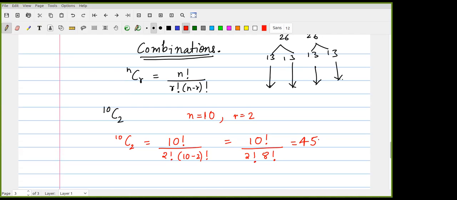Can you think from a common sense point of view how they arrived at this number 45? There are 10 students and you want to give 2 scholarships. In how many ways can you give it? We will write the sample space. It is 1 1, 1 2, 1 3, 1 4, 1 5 till 1 10, then again from 2 1, 2 2.